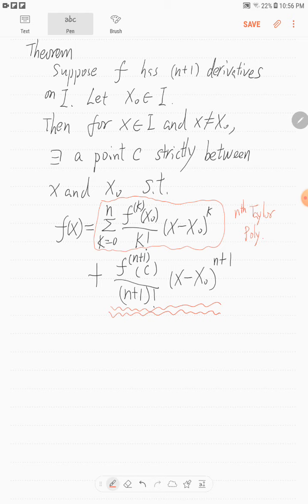So this is how we define the remainder, which is f minus the nth Taylor polynomial. This theorem tells you what the remainder is, which is given by this form: the (n+1)th derivative of f at C over (n+1) factorial times (x minus x0) to the power n plus 1. So now let's look at the proof.